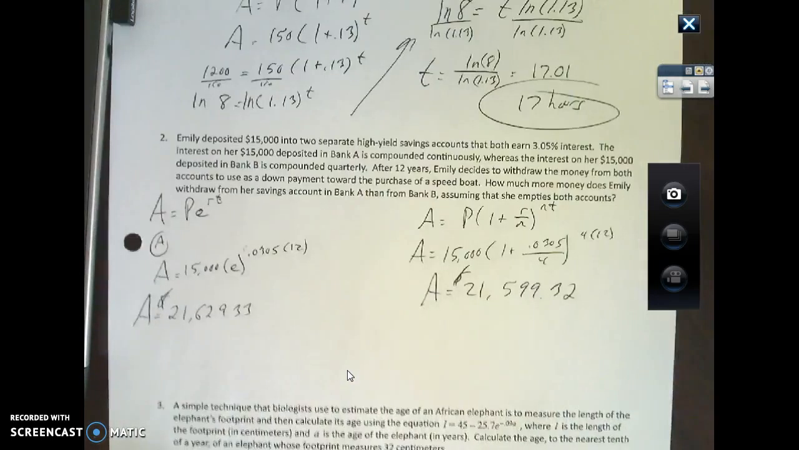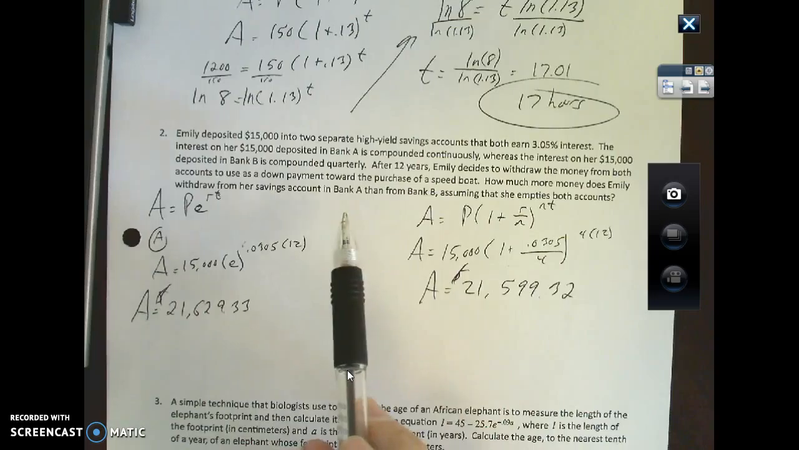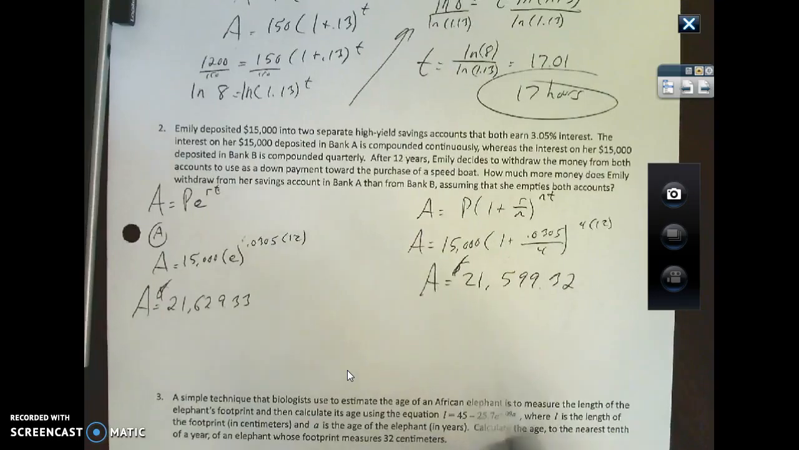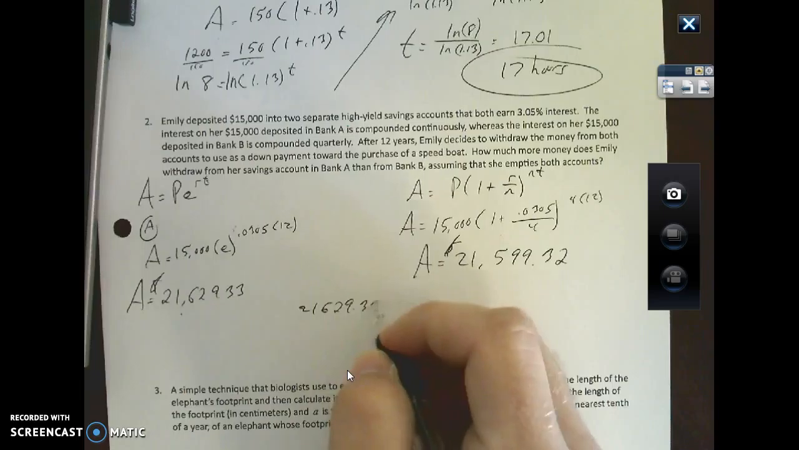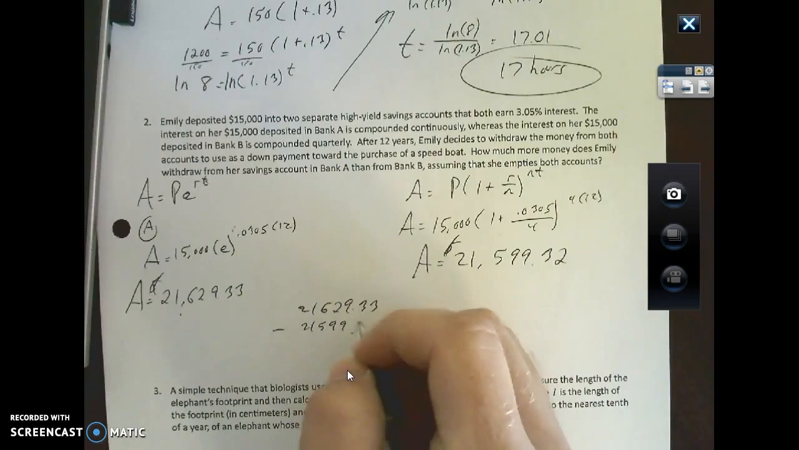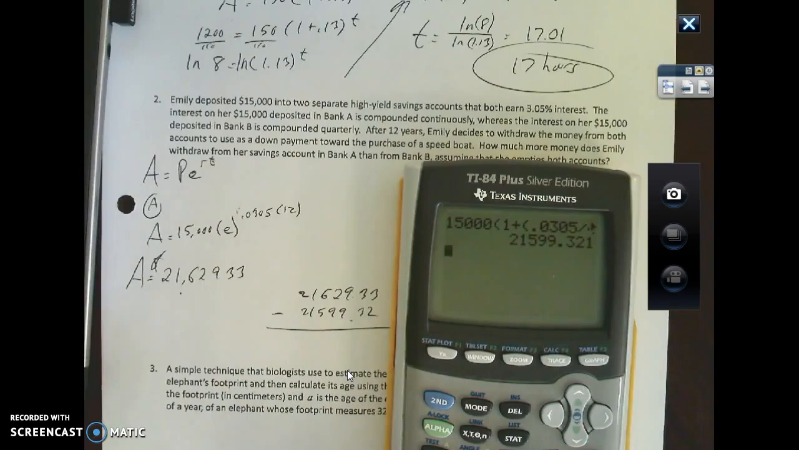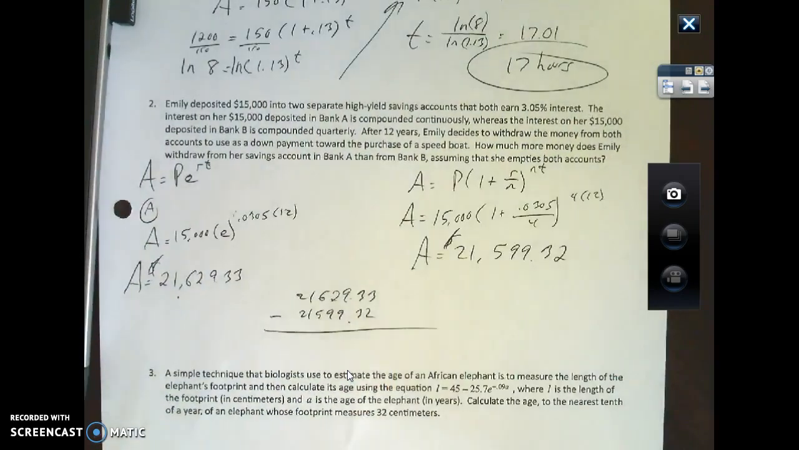Okay, guys, please make sure you're reading directions. It then says, how much more money does she withdraw from Bank A than Bank B, assuming she empties both accounts? All I'm going to do is take this one, 21,629.33, and subtract 21,599.32. Guys, I cannot tell you this enough. As long as you're listening to this video, make sure you read the directions on the test. You'll see what I mean when you get to the test. If I subtract these, $30.01.